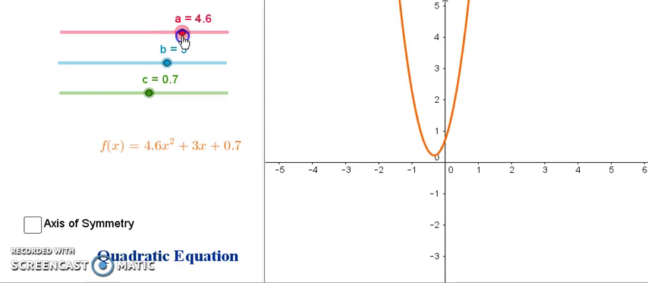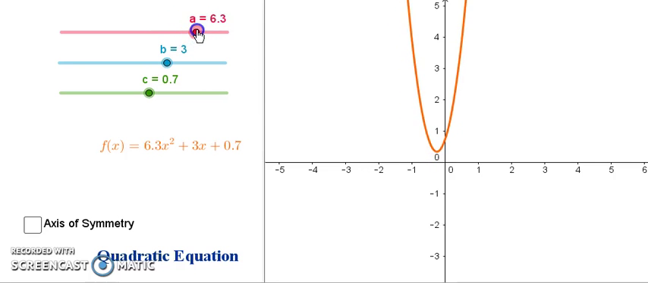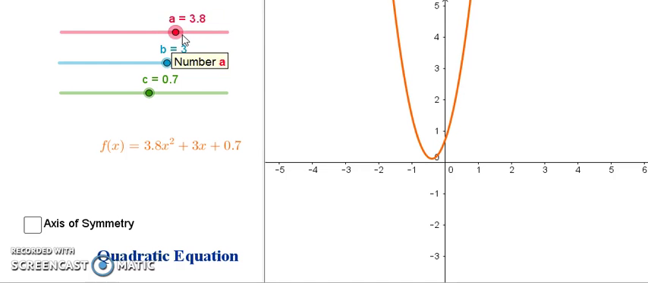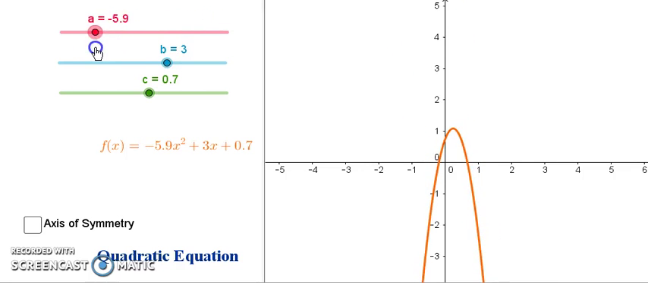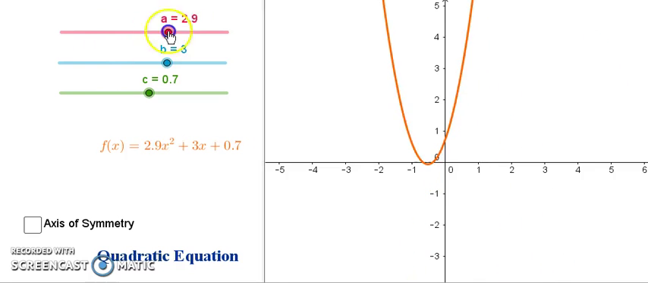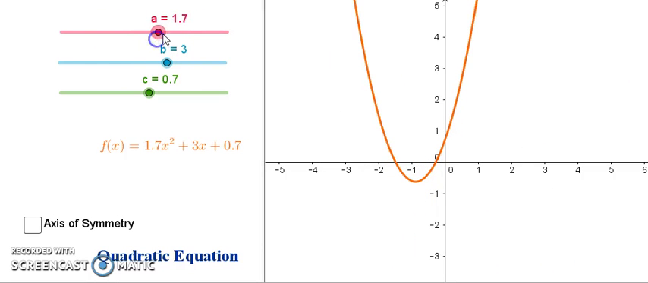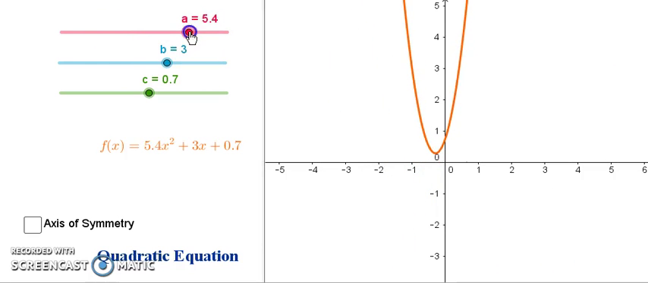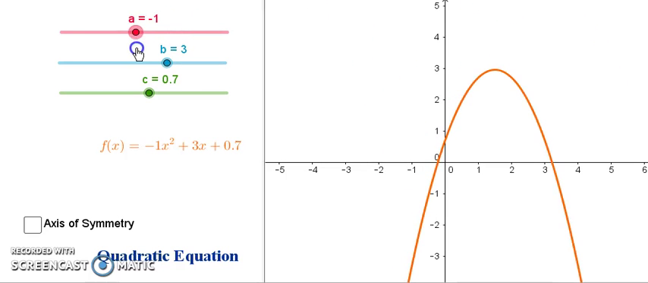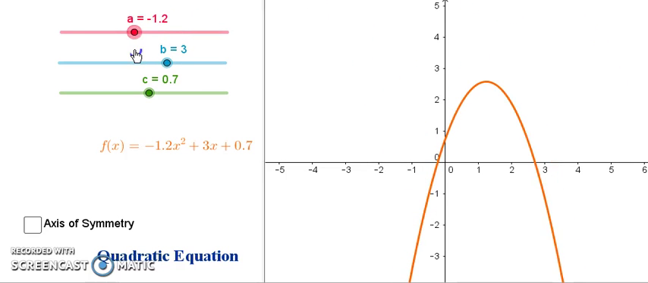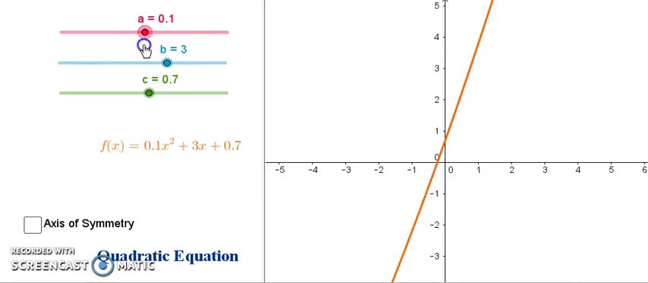So a controls whether the parabola opens upward or downward. If a is positive, it opens up. If a is negative, the parabola opens down. And again, if a is 0, then you don't have a quadratic function, you have a linear line.